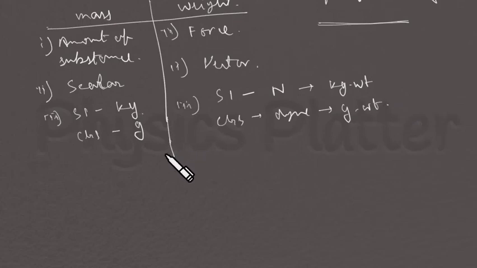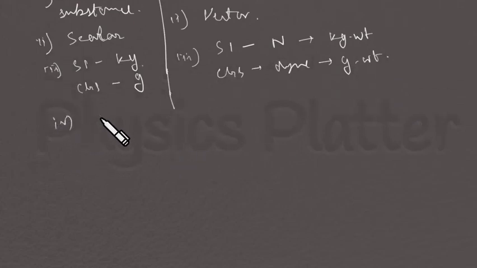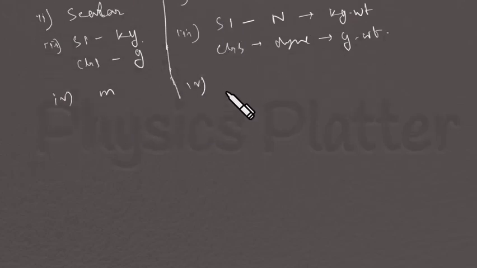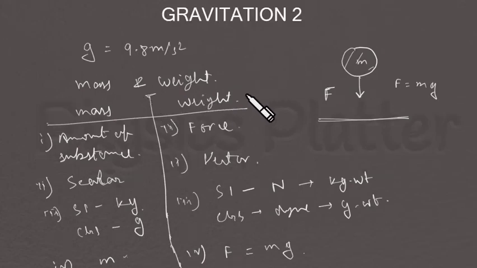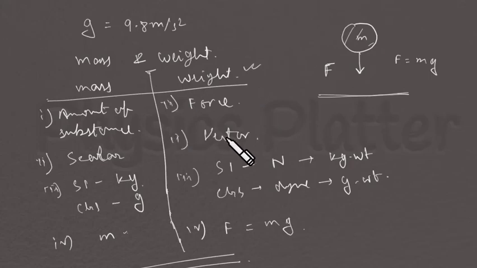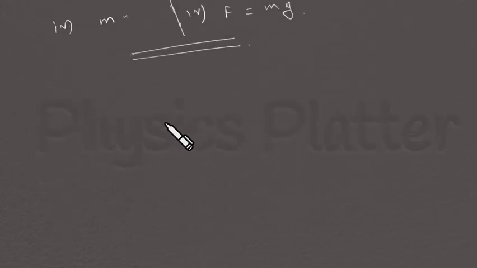Mass is simply represented as m, which is a scalar quantity, whereas the weight is represented as the force equals mg. That means when we multiply the mass with the acceleration due to gravity, then only we get the weight of the body. So what is weight of the body? Weight is the force with which the earth is attracting any object towards its center, or the gravitational force of the earth on an object is called the weight. So these are the differences between the weight and the mass.